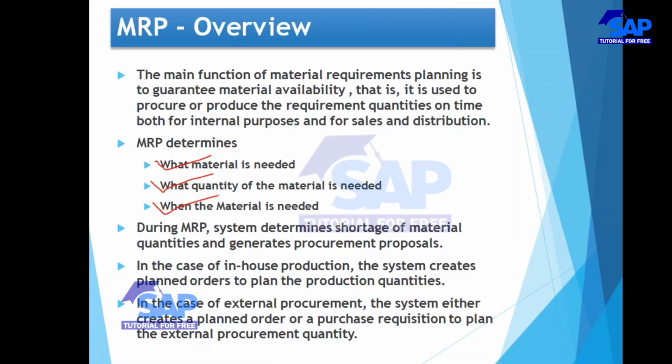Now in case of in-house production, when you are manufacturing materials in-house, like your semi-finished products and finished products, the system will be creating planned orders. Whereas in case of external procurement, if those materials are procured from outside, like from vendors, the system can either create a planned order or directly create a purchase requisition for external procurement. So this is what MRP does.